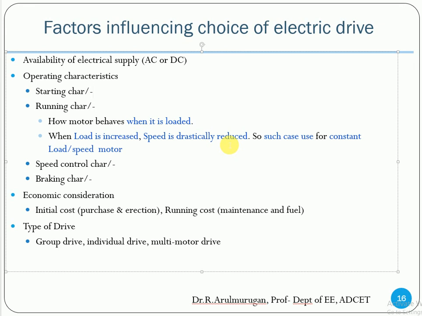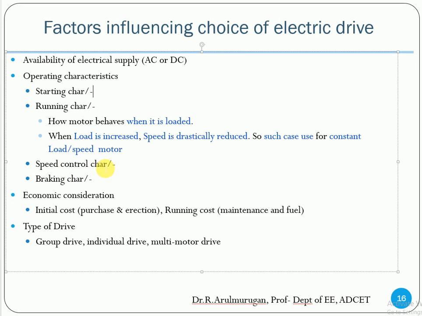So what is the difference between a DC shunt motor and a synchronous motor? Even if you apply load, the synchronous motor will try to rotate at constant speed. But what about the DC shunt motor? Drastically, it will reduce the speed when you increase the load.